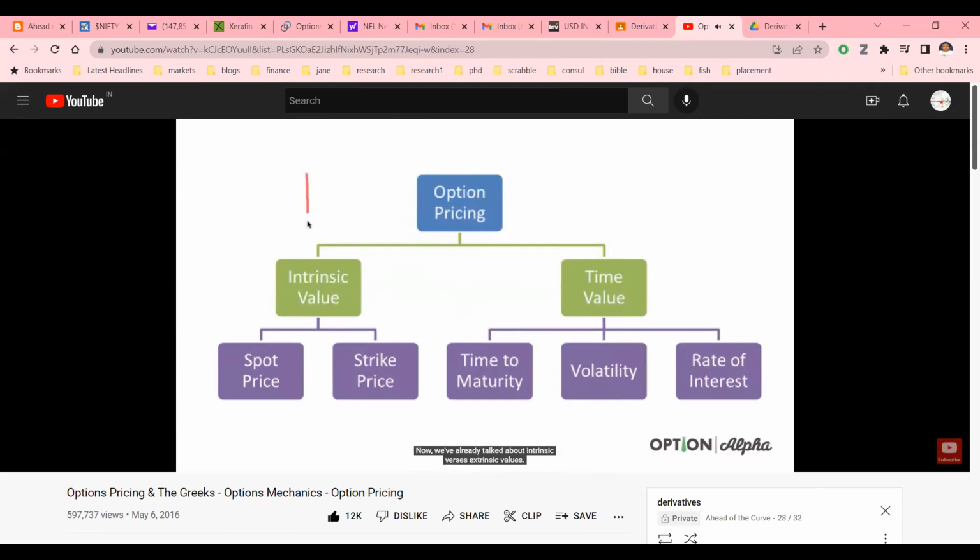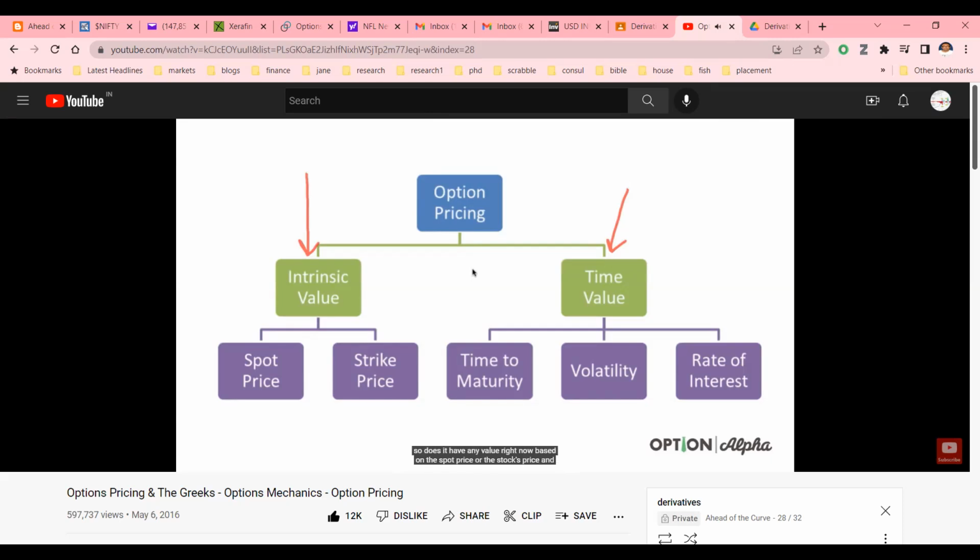Now, we've already talked about intrinsic versus extrinsic value. I think we did that in the previous video inside of track 1 here, talking about in the money, out of the money, and at the money options. But basically, you can break down an option's price into 2 broad components, and that is intrinsic value and time value. Intrinsic value, again, being the value of the option right now if it were to be at expiration.